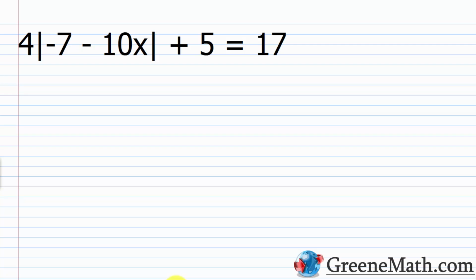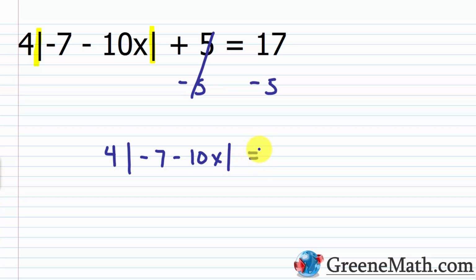All right, let's take a look at another one. So suppose we had 4 multiplied by the absolute value of negative 7 minus 10x. Then we had plus 5, and this was equal to 17. Again, my goal here is to isolate the absolute value operation on one side and then to have a number on the other. So what I want to do is just subtract 5 away from each side of the equation to start. So we know this would cancel. So we'll have 4 times the absolute value of negative 7 minus 10x, and this is equal to 17 minus 5, which is going to give me 12.